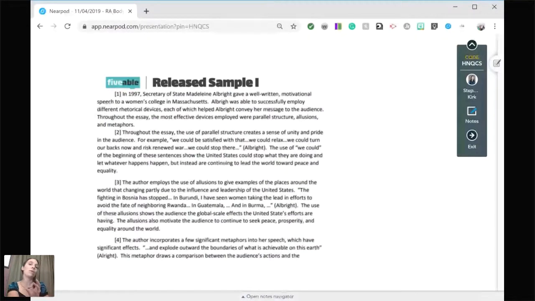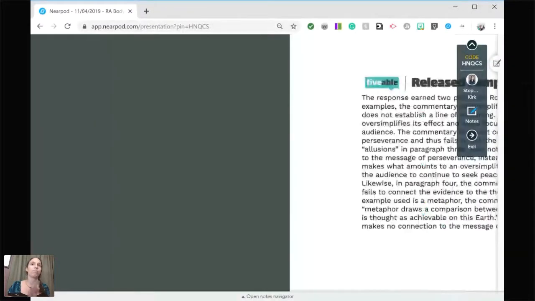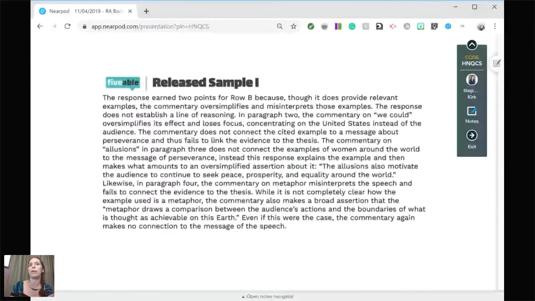Okay? So as we think about what that level 2 is, let's go back to the feedback on it. The response earned 2 points for row B because, though it does provide relevant examples, the commentary oversimplifies and misinterprets the examples used. The response does not establish a line of reasoning. In paragraph 2, the commentary on "we could" oversimplifies its effect and loses focus, concentrating on the United States instead of on the audience. The commentary does not connect the cited example to a message about perseverance and thus fails to link the evidence back to the thesis.